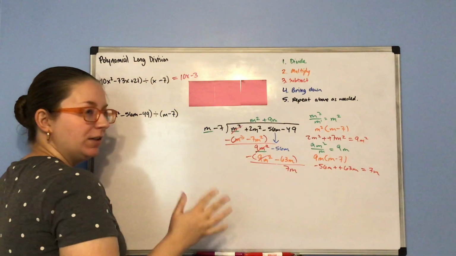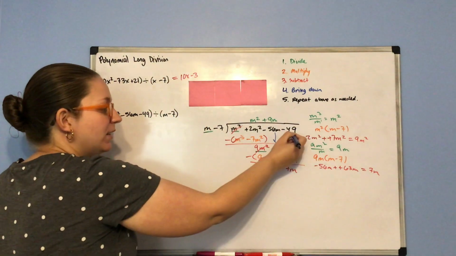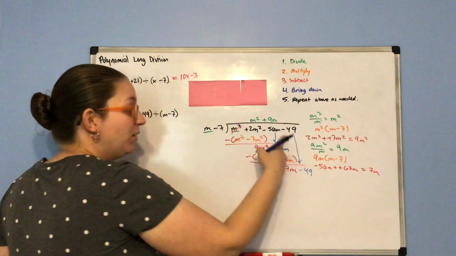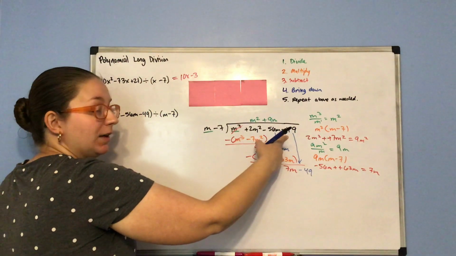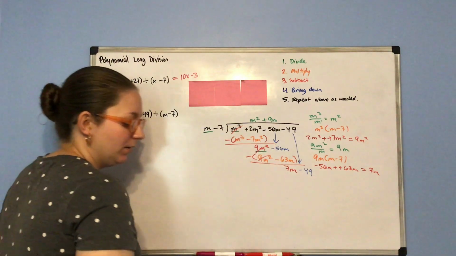At this point in time, are we done yet? We are not done yet because we still have something to bring down. This minus 49 has not been messed with yet, so we bring that down. But notice, it's the last term we have that hasn't been brought down yet. So that means this will be the last step in our division. We're almost there.